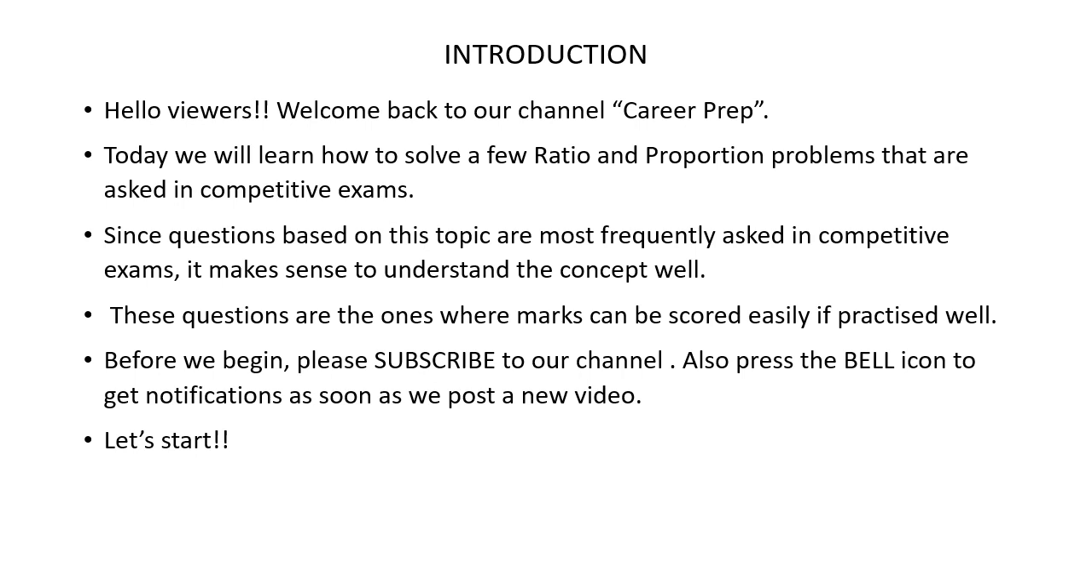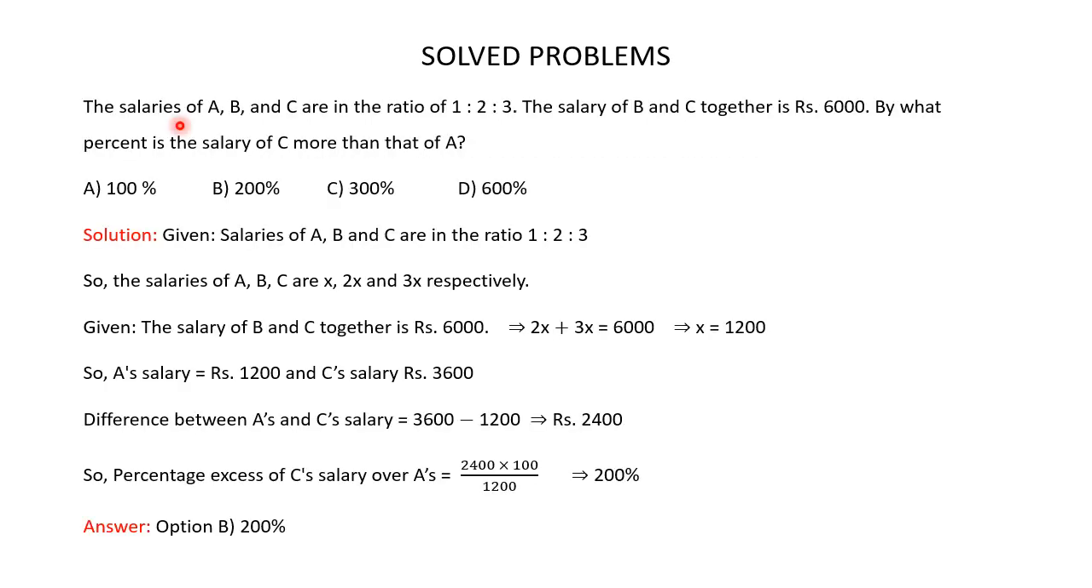So let's start. The salaries of A, B and C are in the ratio of 1:2:3. The salary of B and C together is rupees 6,000. By what percent is the salary of C more than that of A? Here you are given four options and you have to find out which of these options is the correct one.